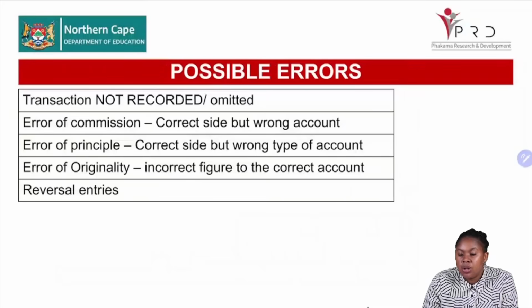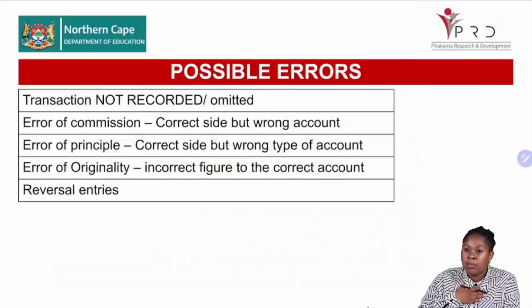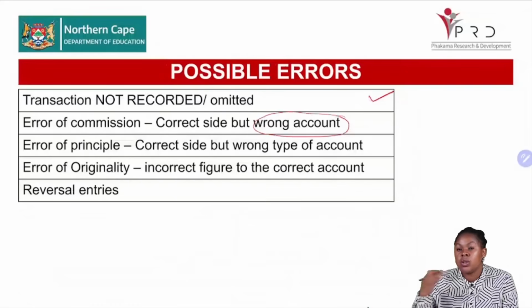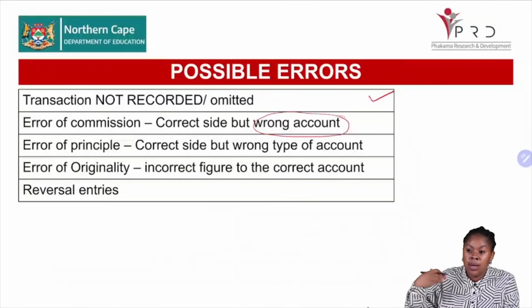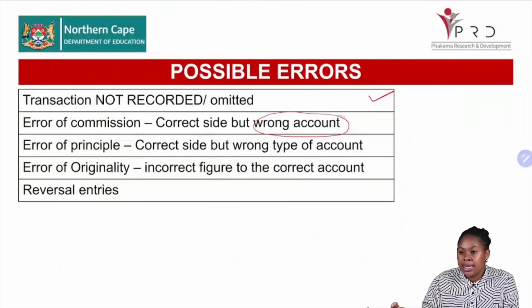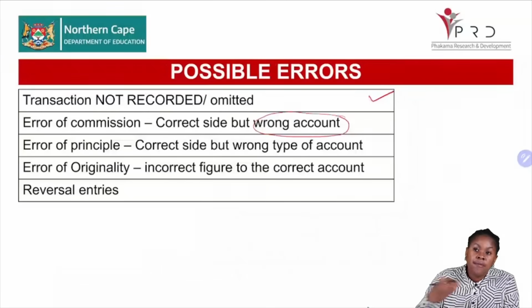The transaction is not recorded at all, and if it's not recorded, both our books and the statement are affected. Then an error of commission, meaning you have done the correct transaction, however, on the wrong account. So that can be an error done by the business or by the creditor. Instead of writing a transaction in a particular debtor, we wrote it on a different creditor.